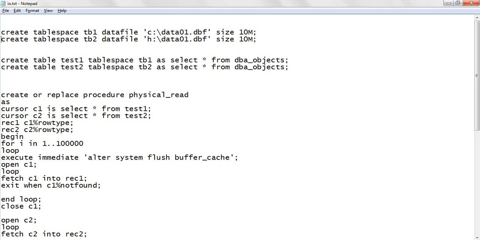And once I'm done with this, I would be doing a read across both the tables at the same time, and I would try to simulate a physical read, and then I would try to demonstrate to you how you can read out the behavior of I/O on the system. Now let's start with the demonstration.